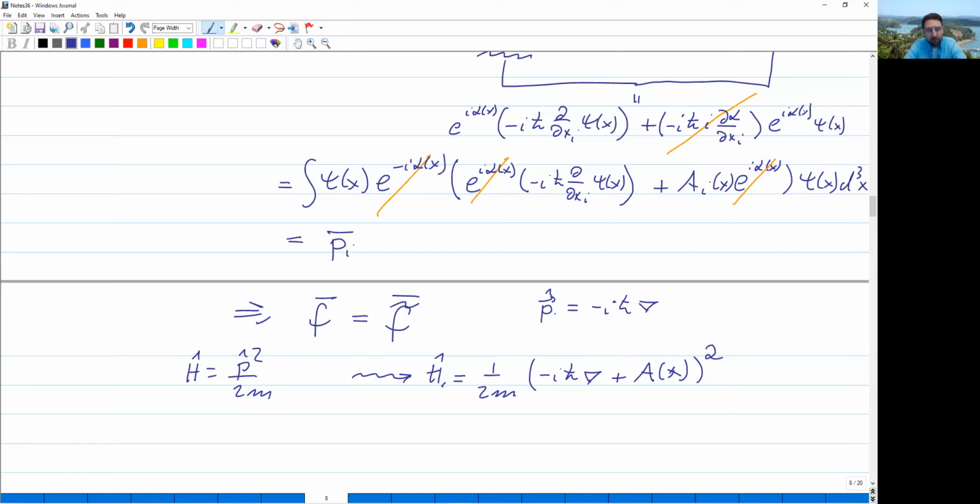All of that sounds great, but what is this A field? And there seems to be right away a big problem with the A field. And that's because if we ask, can A of x be an observable field?